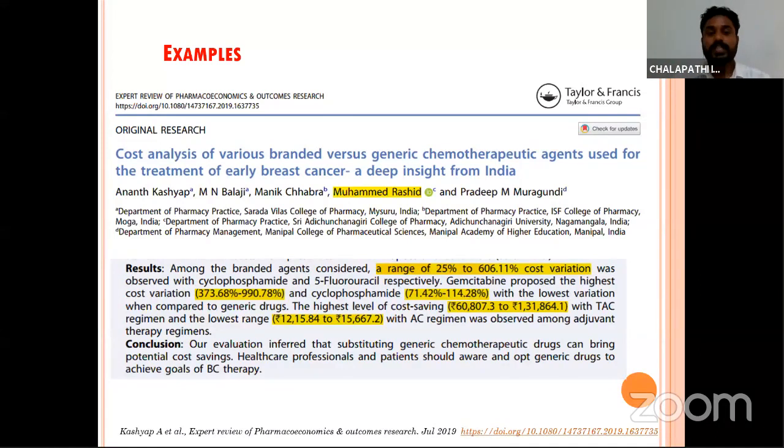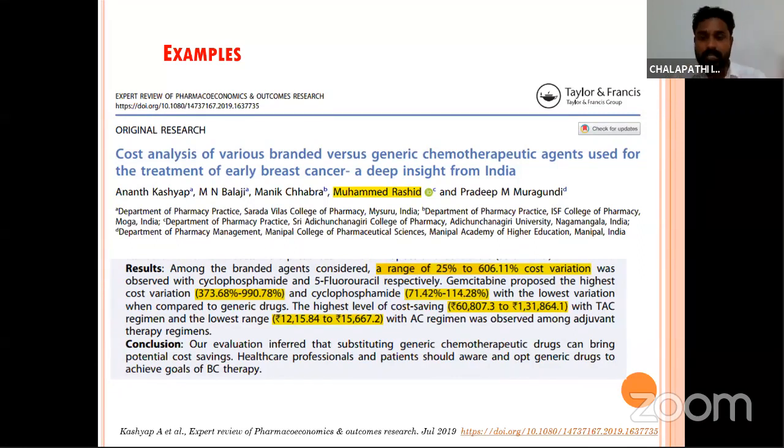And what we found, I have highlighted, is around 25 percent to 606 percent cost variation with cyclophosphamide and 5-fluorouracil, which are mostly used for breast cancer. Next, you can see that the highest cost variation was observed with gemcitabine, from 370 to 990 percent. And cyclophosphamide, you can see 71.42 to 114 percent, which was the lowest one.